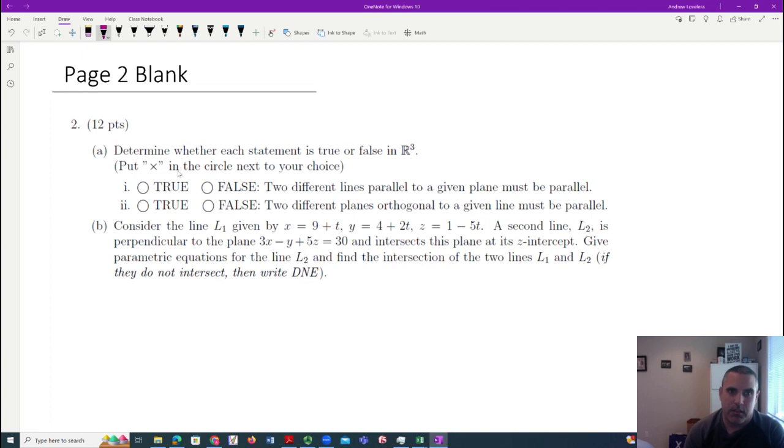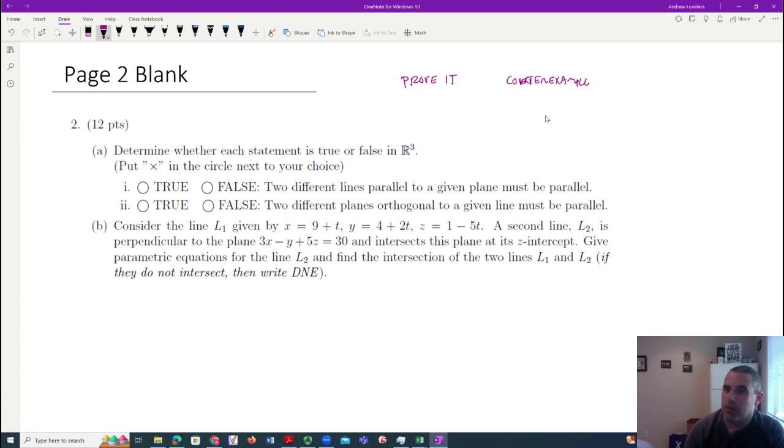So the first question says, determine whether each statement is true or false in 3D. Two different lines parallel to a given plane must be parallel. So your thought should be, can I prove it? Or can I find a counterexample? So for those of you that are struggling with true-false, that's your organized way to think about it. It might help to draw a picture.